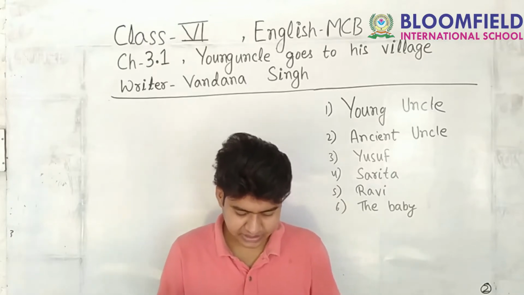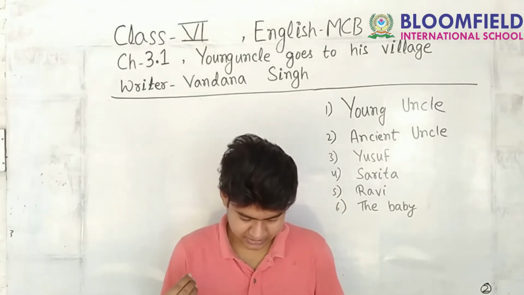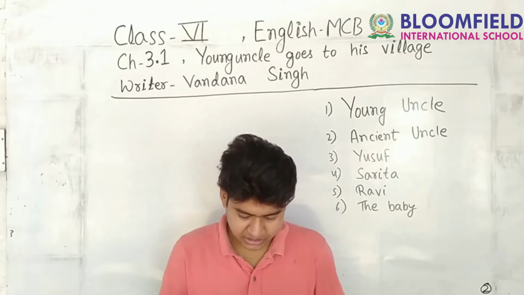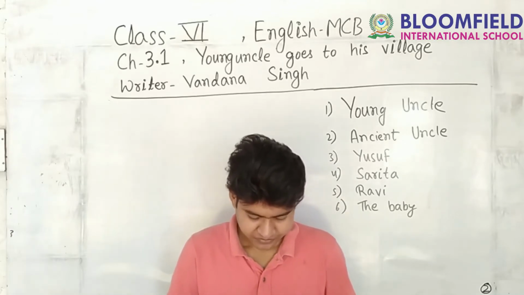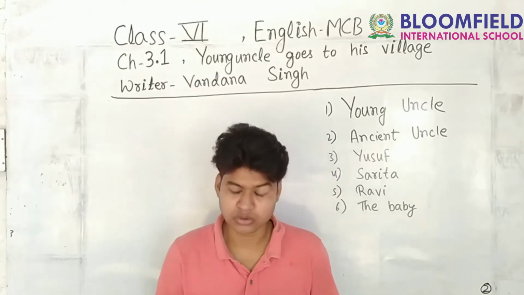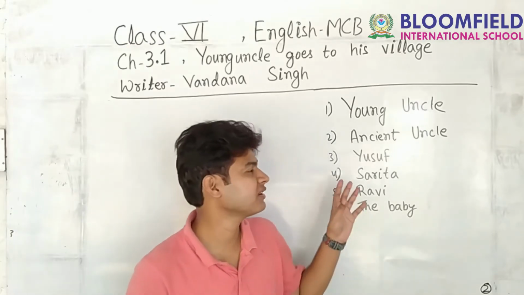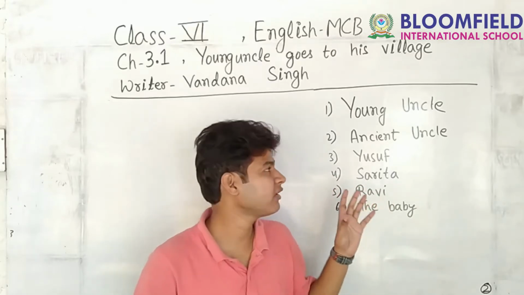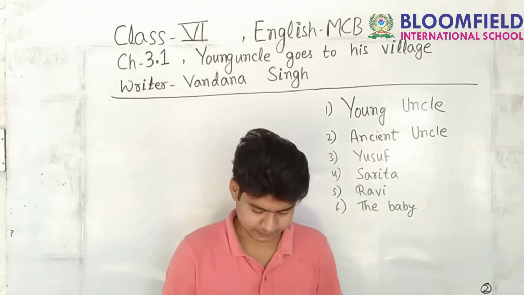These were ancient uncle and his wife, ancient auntie. Ancient uncle was young uncle's great uncle, but most people called him ancient uncle because he was very old. So basically the name comes here because he was very old. That's why all the people call him ancient uncle.